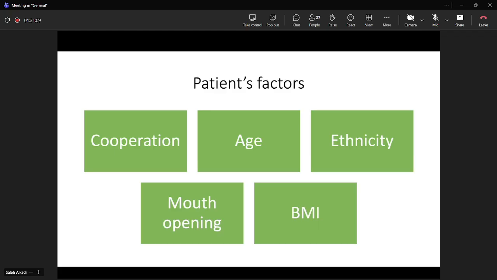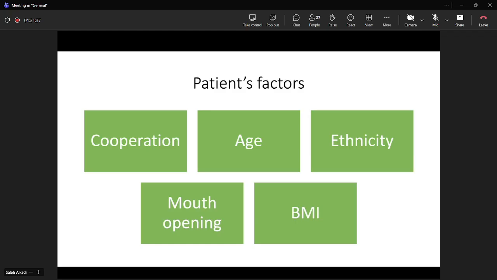Age of the patient, we mentioned earlier: the older the patient, the more difficult the extraction, the more post-operative complications, the poorer the prognosis of nerve injury healing, if nerve injury happens, and the more delayed healing. Ethnicity, because if you look at people from African origin or Black people, they have very dense bone.